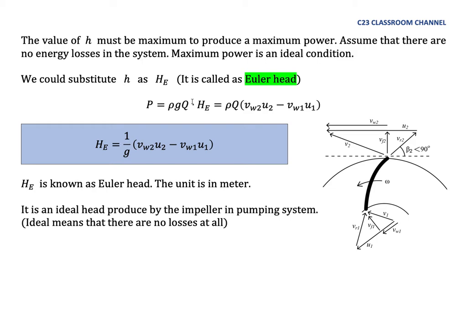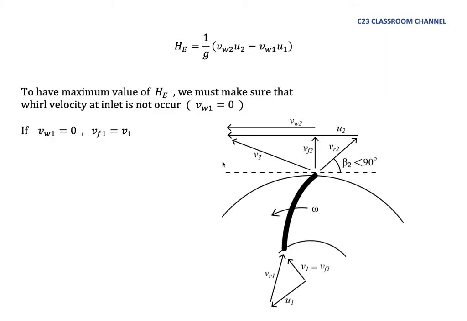Then we could say that the Euler head, HE, is equal to 1 over g, where g is gravity, times V whirl 2 U2 minus V whirl 1 U1. HE is known as the Euler head, and its unit is meter. This is an ideal head produced by the impeller in a pumping system. Ideal here means that there are no losses at all. This is the Euler head, and this is the ideal head of the pump.